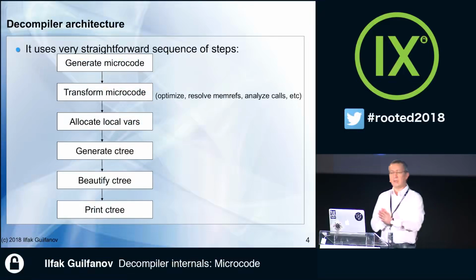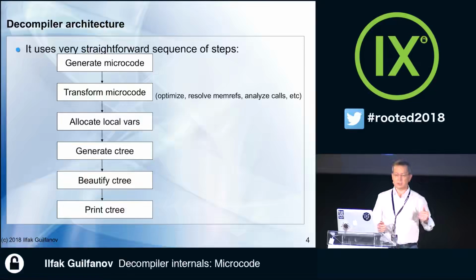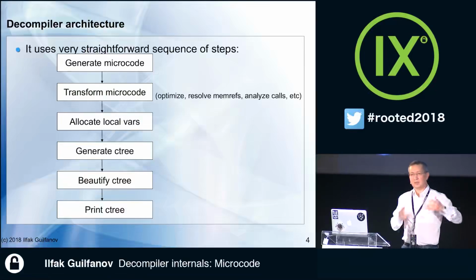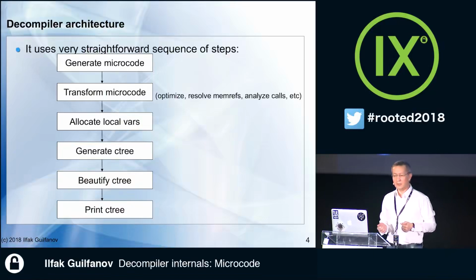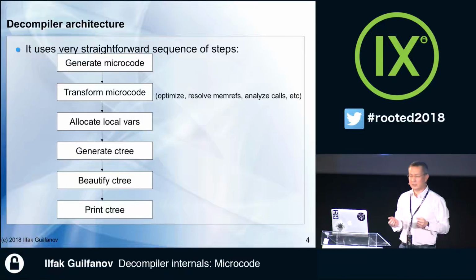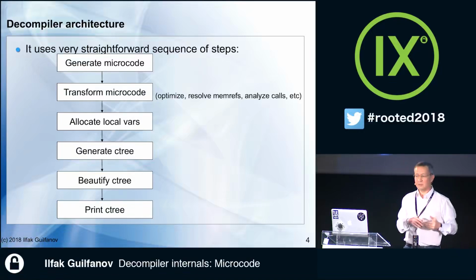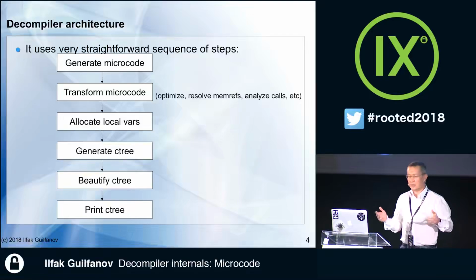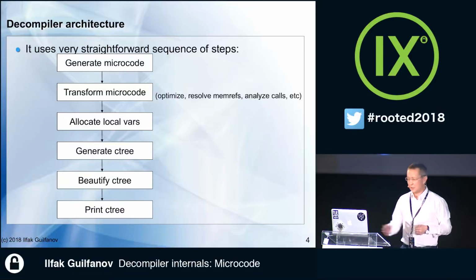If you talk about the Decompiler, it has several steps. First, we generate some intermediate language we call microcode in our decompiler. Then we transform it and kind of optimize it and make it smaller, shorter, and clearer to read. Then there are other steps like allocating local variables, generating the C tree, and beautifying it. And finally, we print it so the user can play with it and study it.